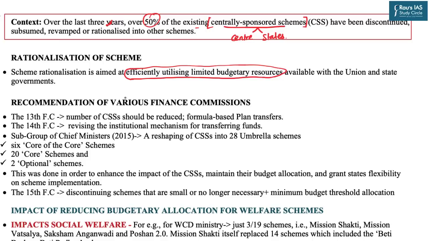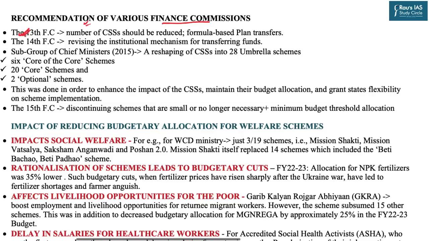So there have been certain recommendations by various finance commissions in this regard. For example, the 13th Finance Commission said that the number of centrally sponsored schemes should be reduced and there should be formula based planned transfers. Now, what is it? To understand this, as we have already discussed what centrally sponsored schemes are, the funding is from both the government, that is center, as well as state levels. And therefore, it means that when it comes to these centrally sponsored schemes, it lays down financial liability on various state governments, which means that the state financial exchequer is burdened.